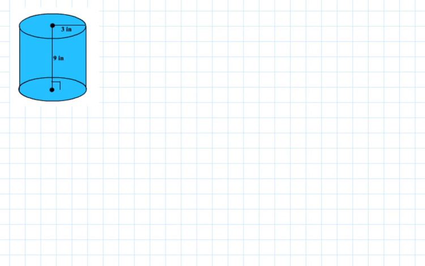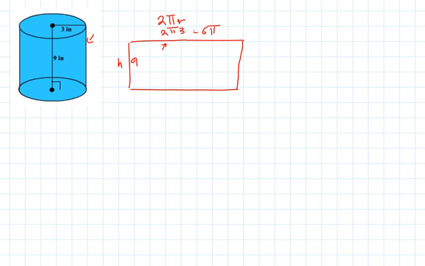So for the lateral side, you are going to have an area that looks like this, 2 pi r. That is the length if you take away that piece right there. I'm going to delete that. So that's the height, which in this case is 9, and this length right here would be 2 pi r, or 2 times pi times r, which is 3. So 2 times pi times 3, or 6 pi. Okay, so that's what it would look like.